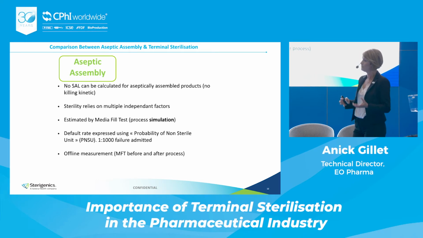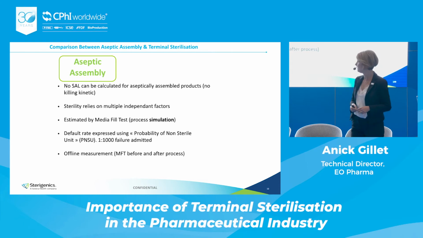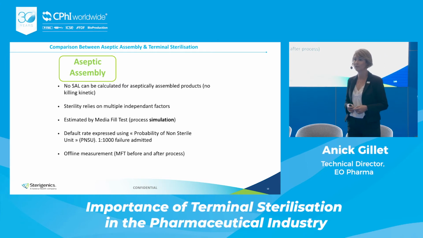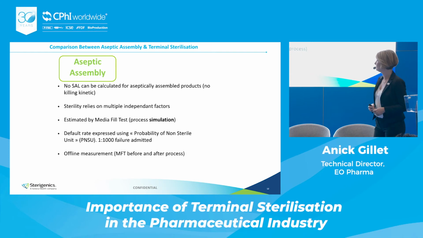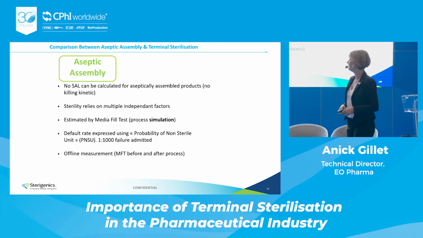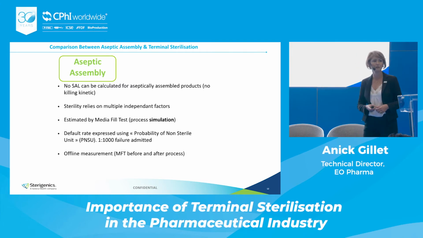The contaminated or potentially contaminated products are expressed in a default rate called PNSU, probability of non-sterile units. There, a failure of 1 in 1,000 samples is admitted. So put it on the balance compared to the 1 in 1 million. There's nothing to compare there. And that's an offline measurement, because you do your MFT before or after your process, but not necessarily during the process itself. Again, a short comparison with the advantages and disadvantages of the different methods.